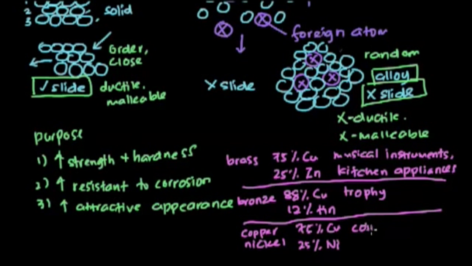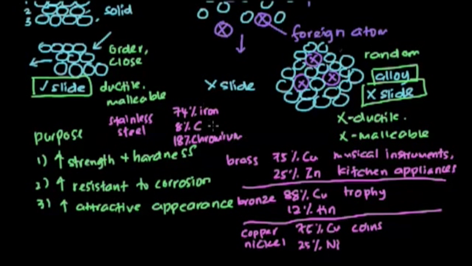And stainless steel. Stainless steel is also something that we use every day in our life. The most commonly used is in our fork and spoon, right? So it's made up of 74% of iron, 8% of carbon, as well as 18% of chromium. And we use this in the kitchen, for example, our forks, spoons, knife, and so on.